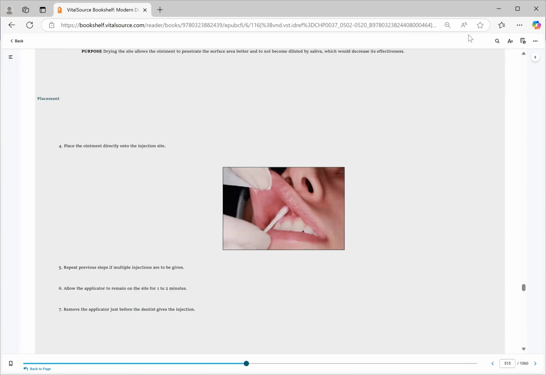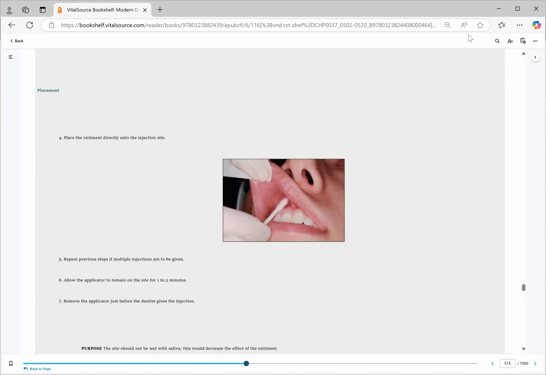And then we're going to place the ointment directly onto the injection site. We'll repeat previous steps if multiple injections are to be given. We're going to allow the applicator to remain on the site for 1 to 2 minutes and then remove the applicator just before the dentist gives the injection.